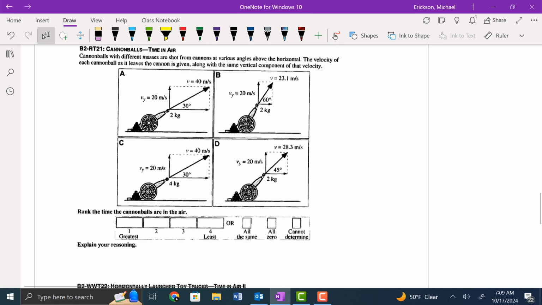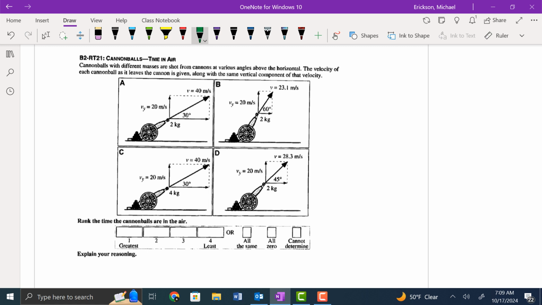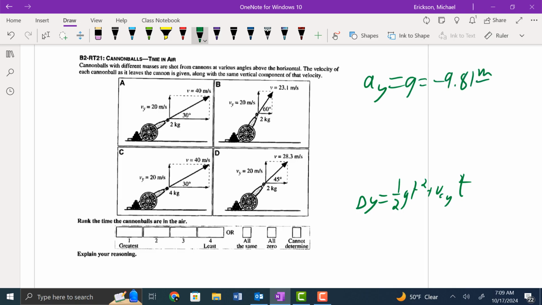Alright, this problem. Rank the time the cannonballs are in the air. So remember, we kind of worked out what time could be. If we think about delta y is equal to 1/2 gt squared plus v naught yt, let me back up actually. Anything that goes against a of y, the g, the negative 9.81, is what we're looking for. You can see here that it's g, it's delta y, and it's v naught y. So if any of these factors change, that's what it is.